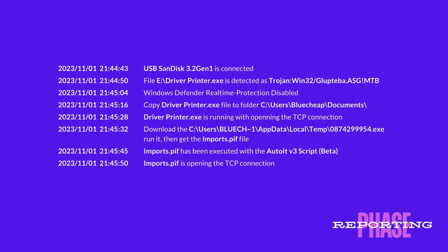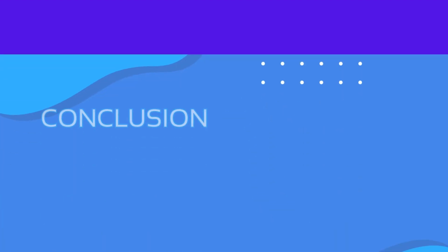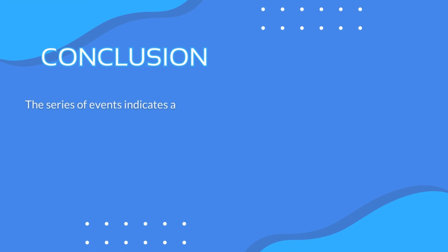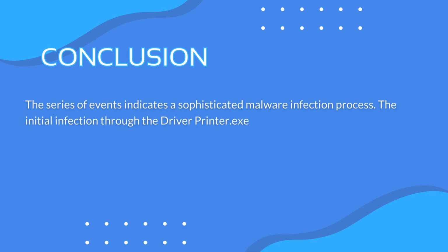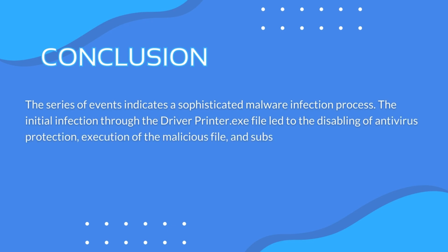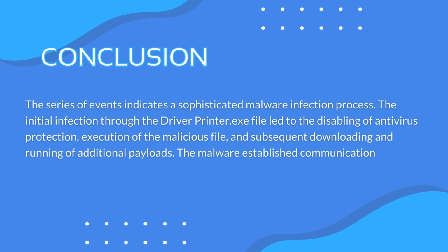Based on the investigation, we can obtain information like this. The series of events indicates a sophisticated malware infection process. The initial infection through the driver printer.exe file led to the disabling of antivirus protection, execution of the malicious file, and subsequent downloading and running of additional payloads. The malware established communication with external servers, likely for remote control or data exfiltration.